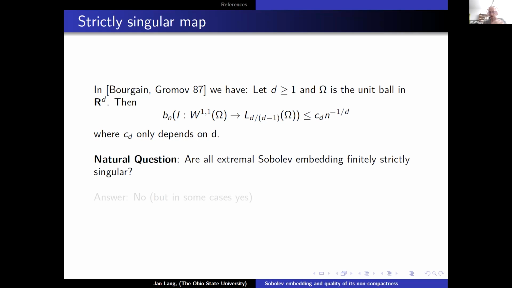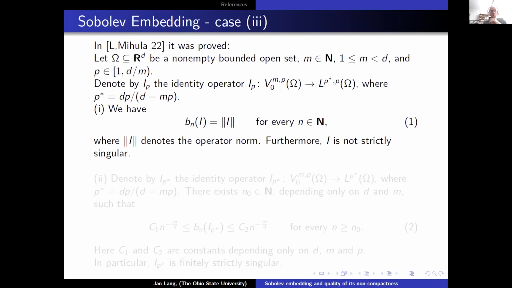And the natural question which we obtained from this and from the previous examples was: whether all those extremal Sobolev embeddings are finitely strictly singular or not. The answer to that question was no, but in some cases, yes. What we were able to prove is that if I take a Sobolev embedding from the Sobolev space V^1_0 L^p into the Lorentz space L^{p*,p}, this is the optimal target space. This is the smallest possible Banach function space in which these Sobolev functions are embedded.